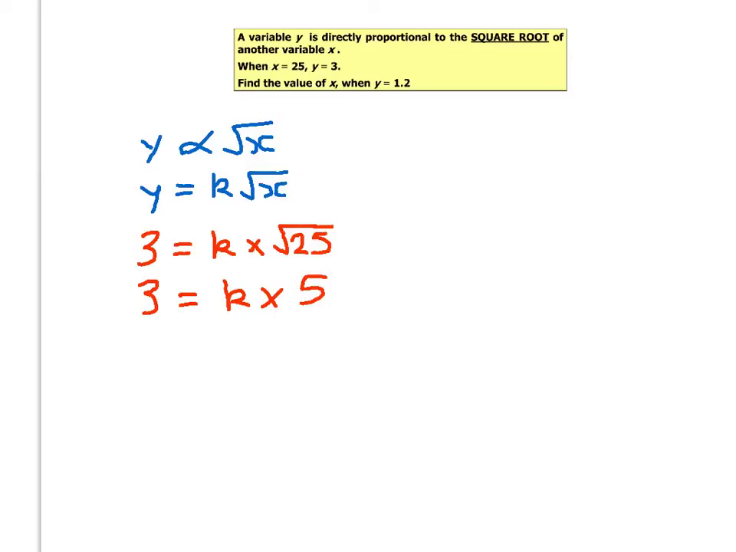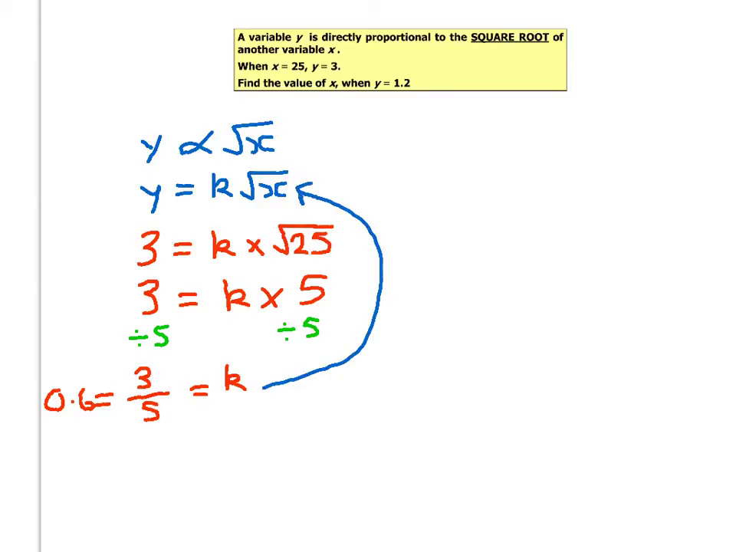Again, to find k on its own, I need to divide both sides by 5. As I do that, that leaves me with 3 over 5 equals k, which you could also call 0.6 if you wanted to. Remember, as soon as I've done that, I go straight back into the formula that I've written here, and I replace k with the value I've worked out. So my new formula is y equals 0.6 root x.